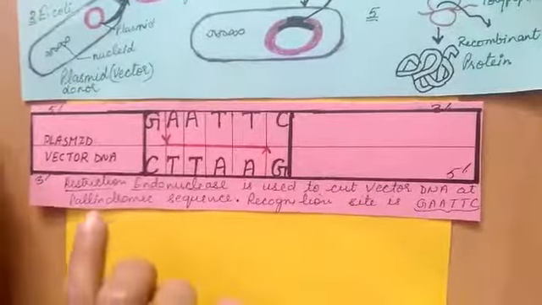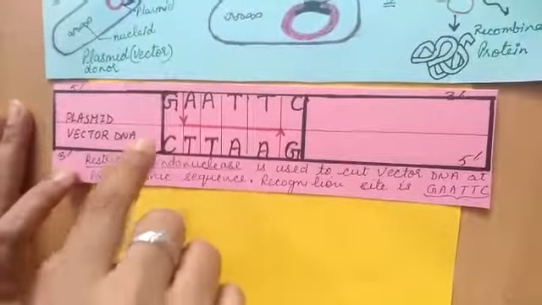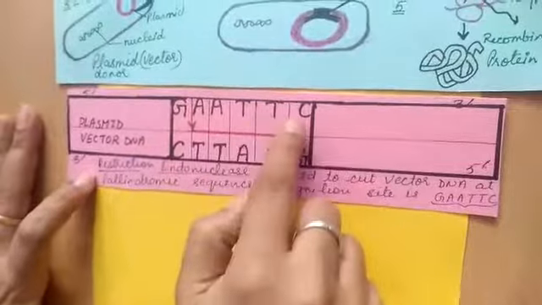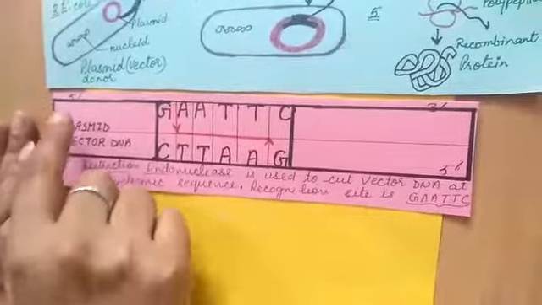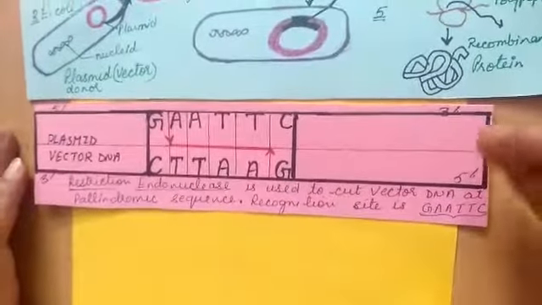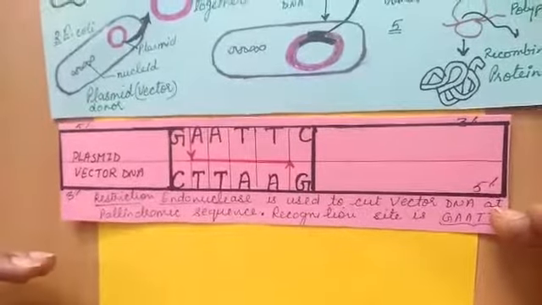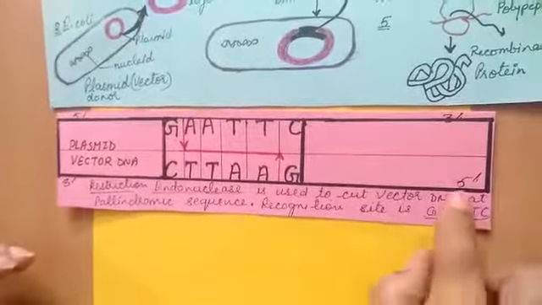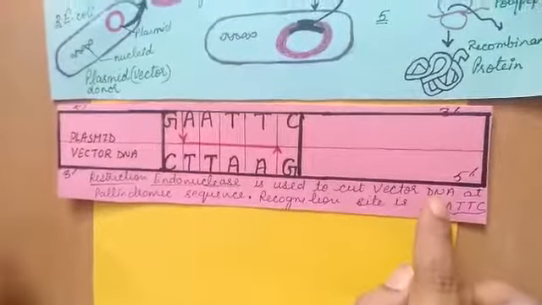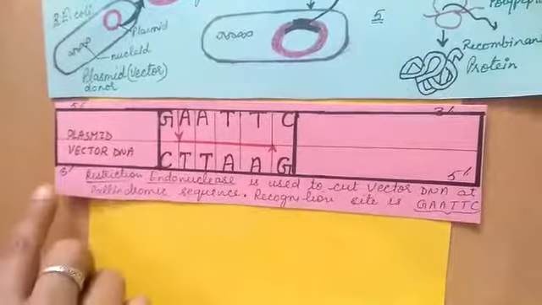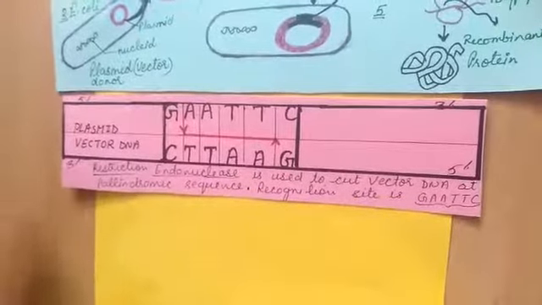EcoR1 is the restriction endonuclease enzyme which has palindromic sequence GAATTC in case we read the nucleotide base pairs from 5' to 3' direction. When we read the next strand in the same direction, that is from 5' to 3', because these two strands are complementary, so from 5' to 3' again, the same sequence, that is GAATTC, is present.